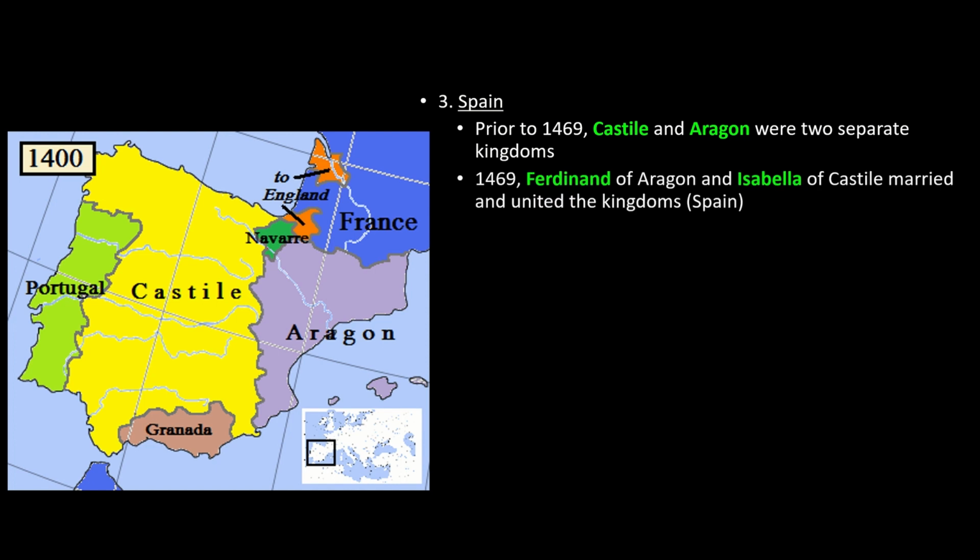But bottom line is, look, in 1469, the king of Aragon, Ferdinand, and the queen of Castile, Isabella, are going to get married. And when they do that, they unite the kingdoms of Castile and Aragon into what we call España. We call it Spain, right? So this is where Spain becomes a thing when these two kingdoms are united.